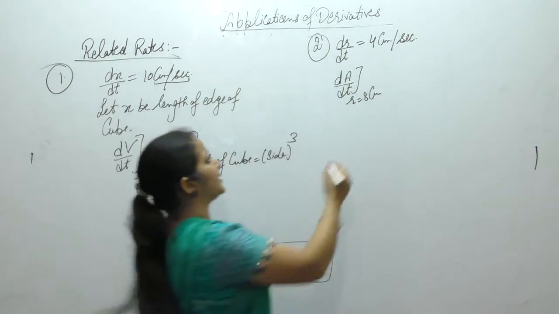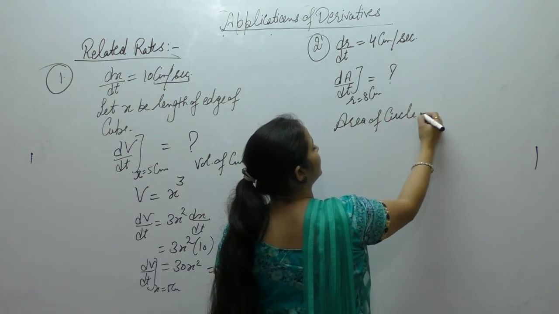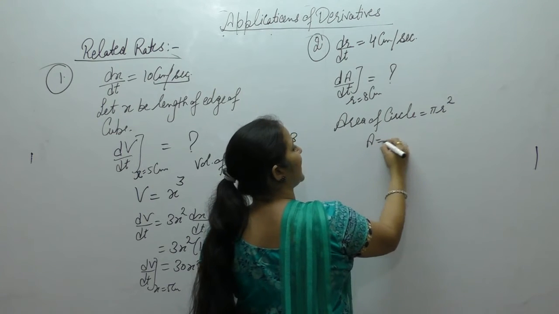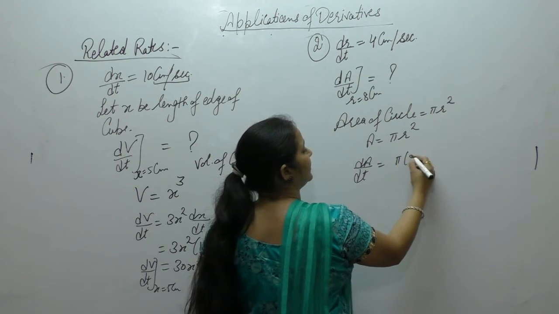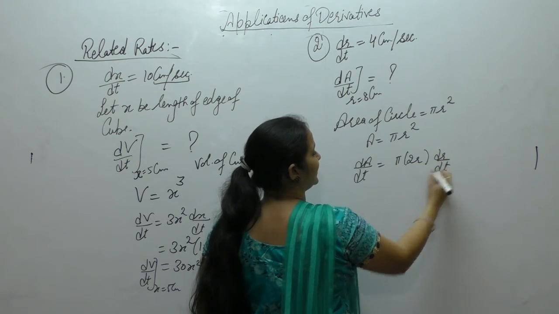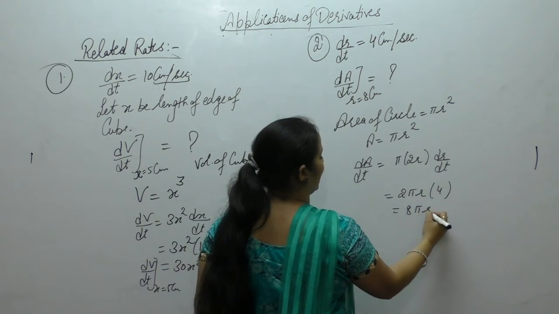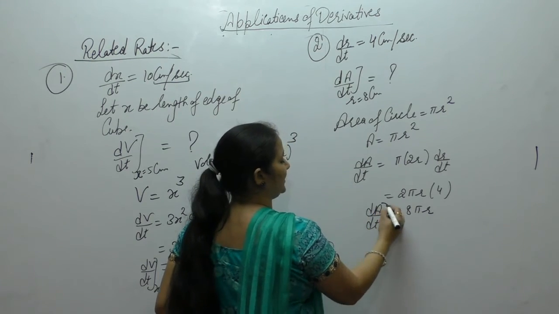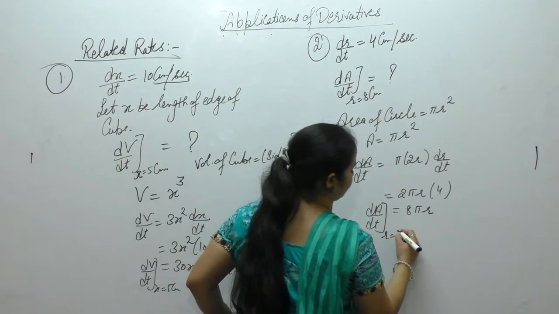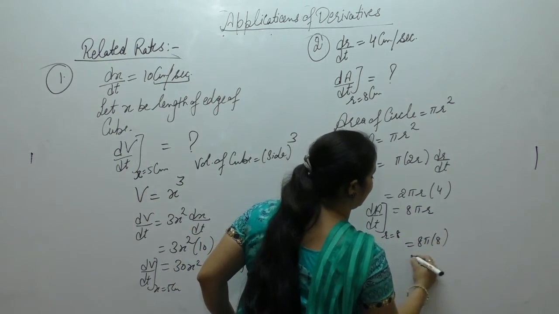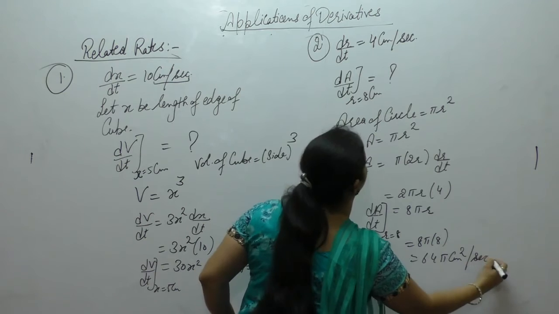Now, the area of a circle. This is what we want to find. Area of a circle is πr². Let the area be denoted by A. Differentiate with respect to t. π 2r dr/dt. 2πr dr/dt, where dr/dt is 4. So 8πr. Now we want to find the rate of change of area with respect to time when r is 8. So 8π into 8, that is 64π centimeter square per second.